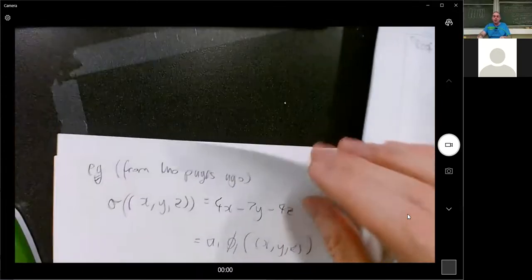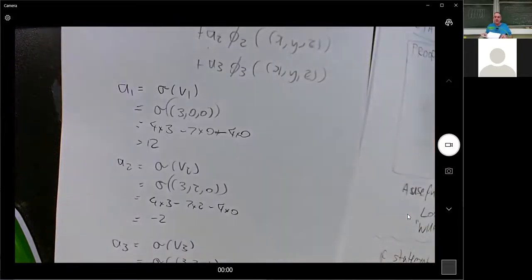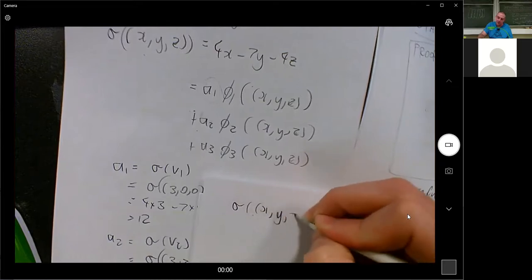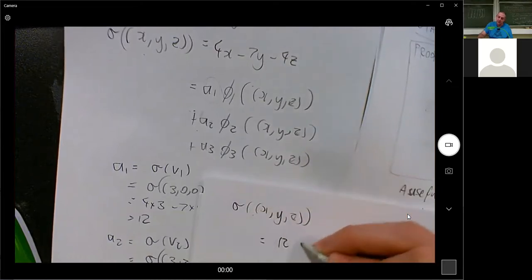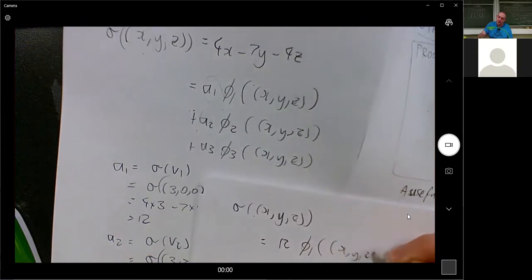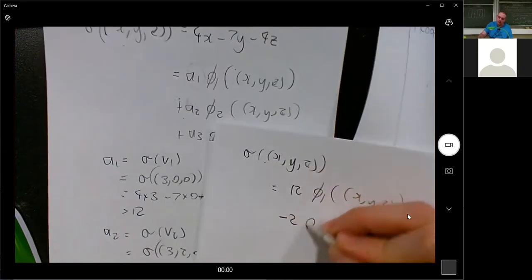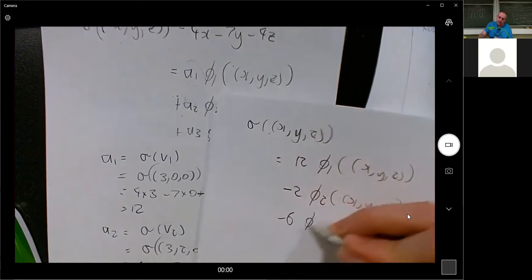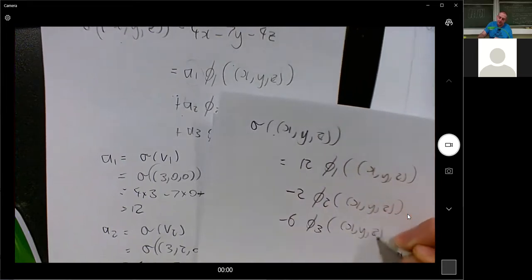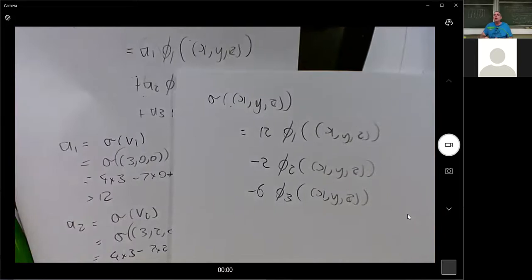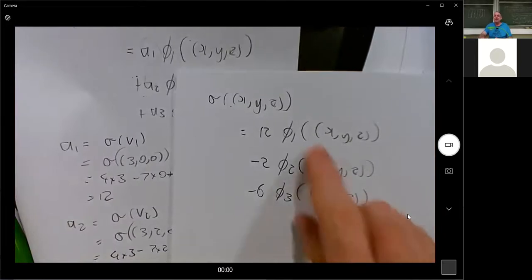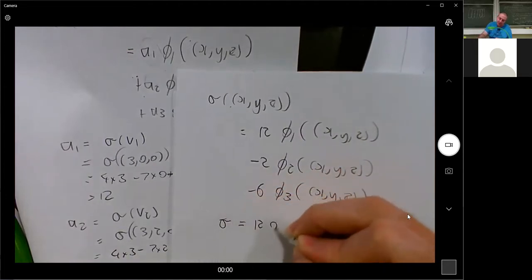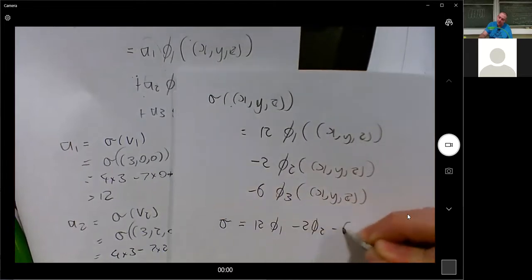And so what will happen is that I could have made my function out of these things. That means that sigma of x, y, z is the same as 12 of phi1 of x, y, z minus 2 of phi2 of x, y, z minus 6 of phi3 of x, y, z. So, as functions, sigma is 12 phi1 minus 2 phi2 minus 6 phi3.